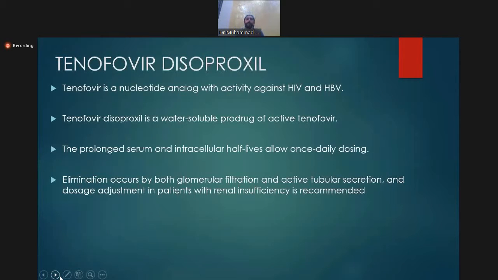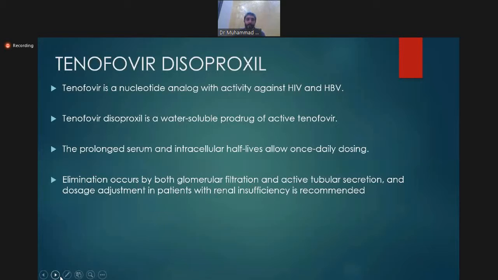Tenofovir is a nucleotide analog with activity against HIV and hepatitis B. Whereas tenofovir disoproxil is a water-soluble prodrug of active tenofovir. Tenofovir disoproxil is converted into tenofovir. And again, prolonged serum and intracellular half-lives allow once daily dosing.